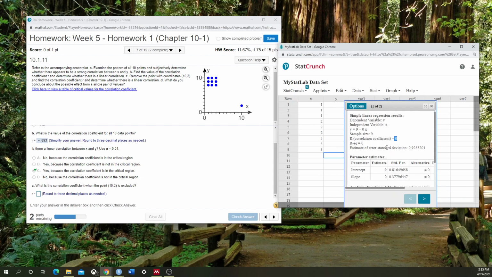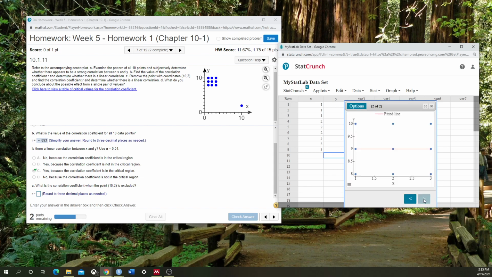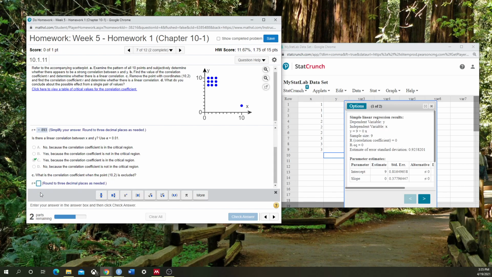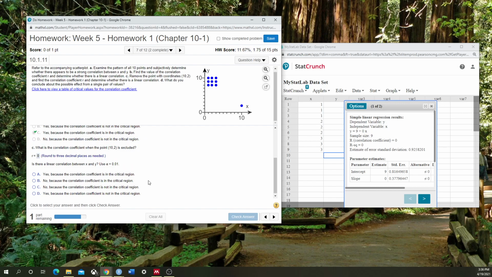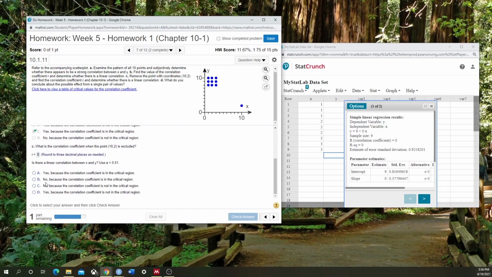0. And a 0 correlation coefficient means that there is no relationship. P-value of 1. Straight line through my data. What is the correlation coefficient? 0. Okay. Continue. Is there a linear correlation between x and y using alpha equals 0.01? No. Because it is in the oh, nope, sorry, got that wrong. Final check, great. Yes, because it is not in the critical region.